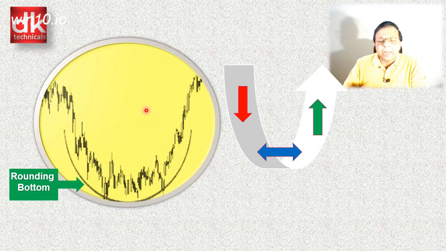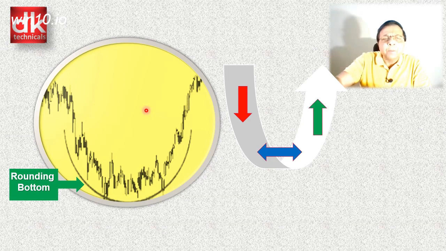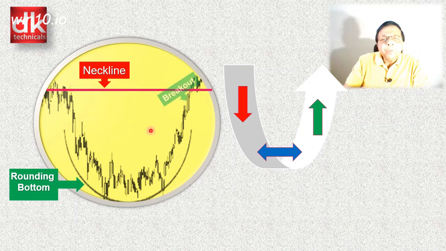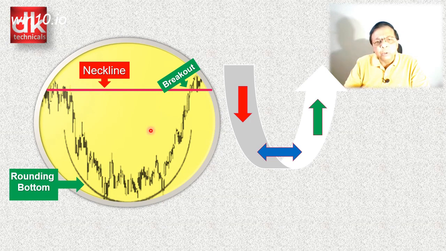Why it takes several years, I will explain a little while from now. In this particular pattern, we can see what we call a neckline, where the price started falling from this point vertically, and then consolidation, price rises and finally breaks out of this neckline, and this is called a breakout of the rounding bottom pattern. So this is the breakout point, and this is how a rounding bottom takes years for its formation.